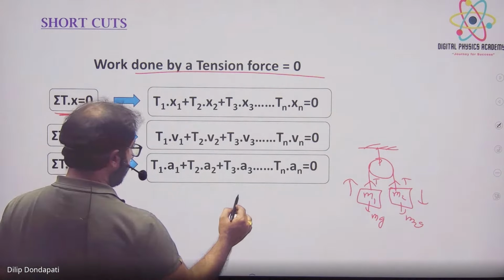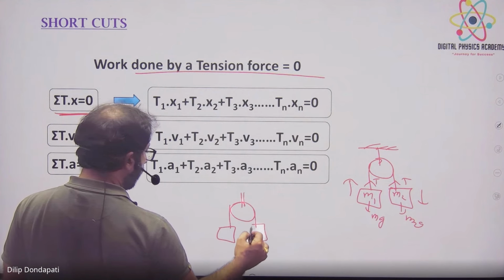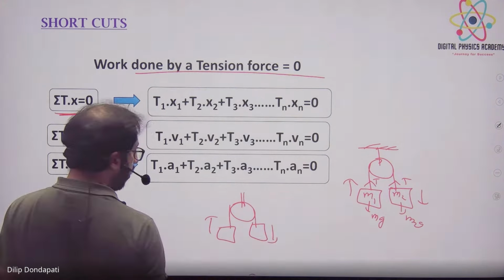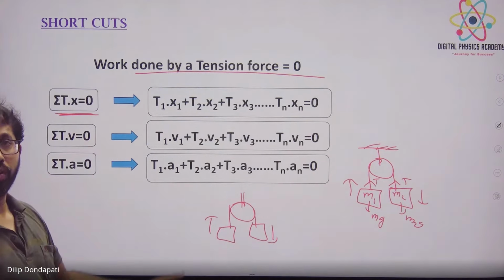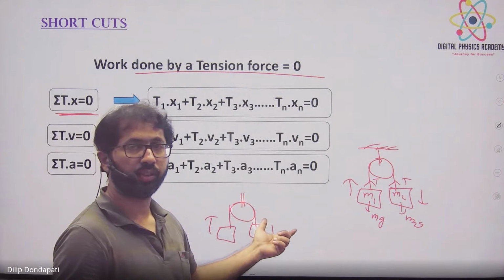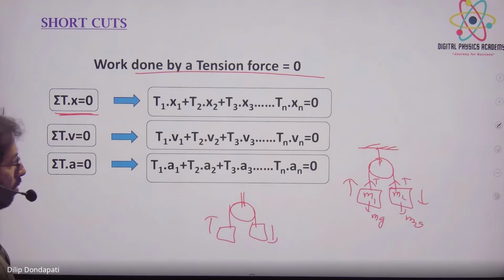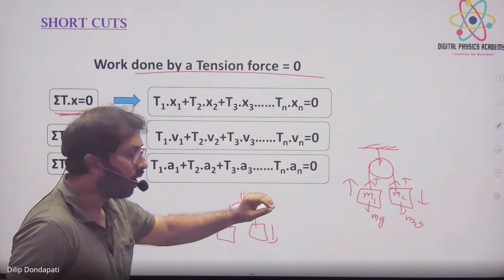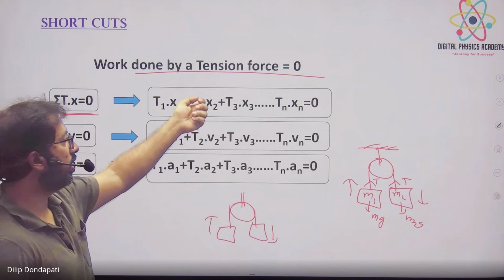So whenever a pulley is there, with a block here going upwards and a block there going downwards, suppose that is the displacement. Its work done will be in exactly the opposite direction, so total work done is always 0. Work done by tension force is always 0. So for block and tension, use this formula: T1 dot x1, T dot x2, T dot x3.